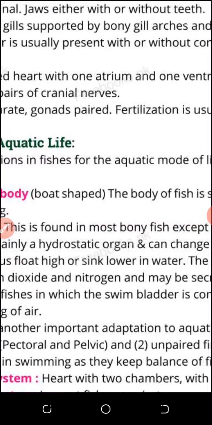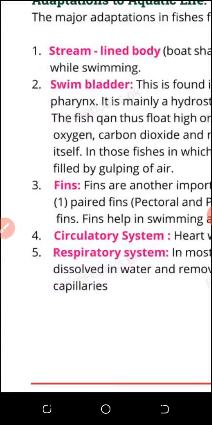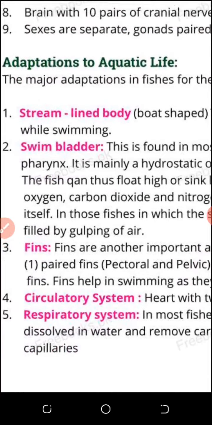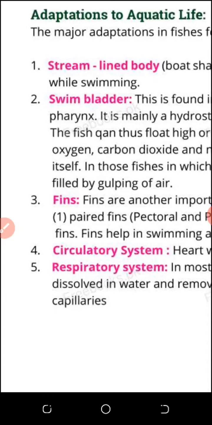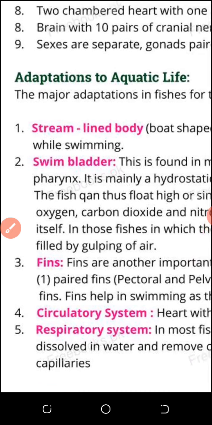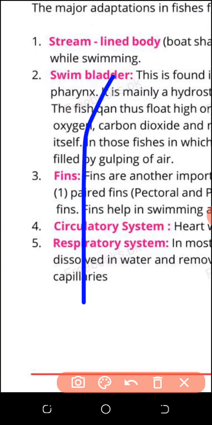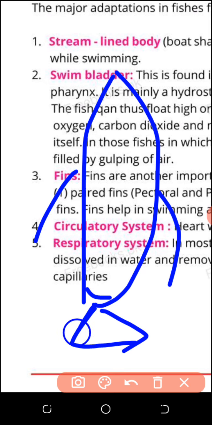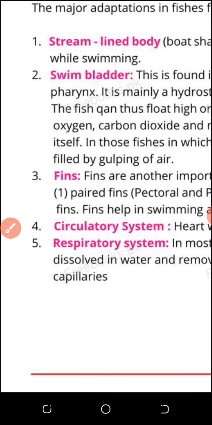What are the modifications in the fishes due to which they can remain in the water? They have fins, several fins, which help in locomotion. They move the water to the back side. There are many fins. One is a caudal fin, the tail fin, and that tail fin is also balanced by the others. They are in paired form.